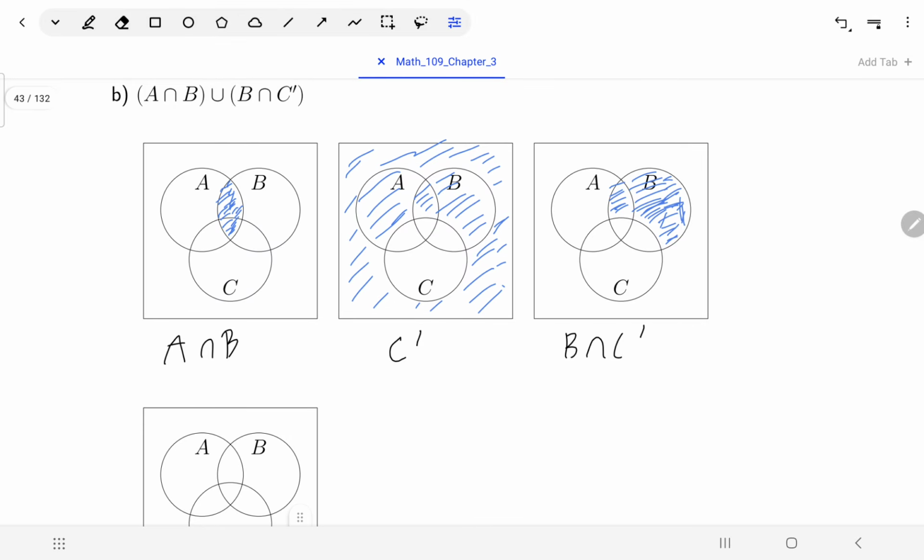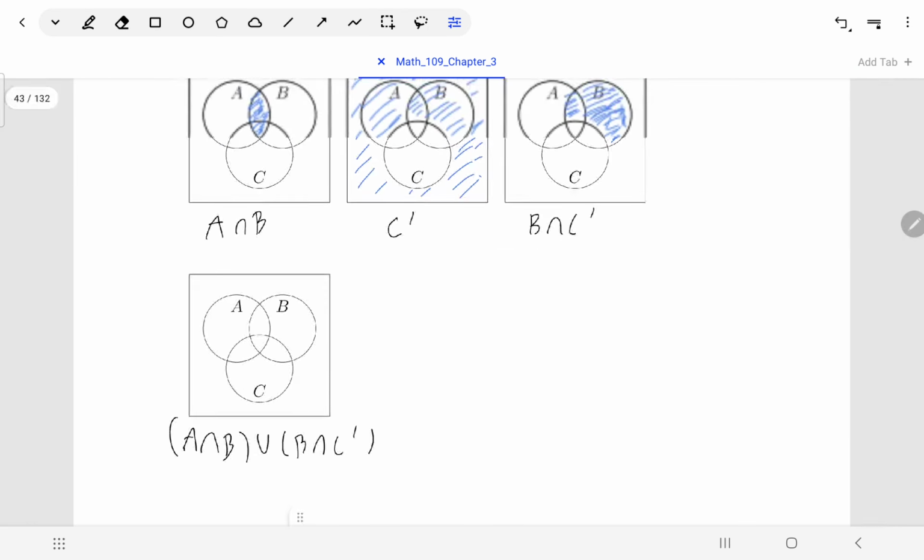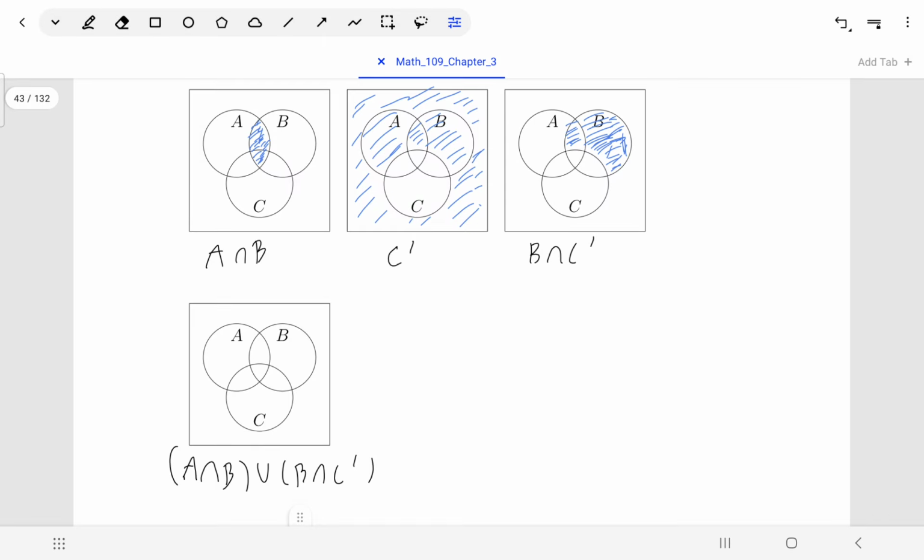Okay, so I've got A intersect B, my first bracket. I've got B intersect C complement, my second bracket, and now I'm combining those last two Venn diagrams together with a union. And for a union, we're shading anybody who was shaded for either of the two pictures, shaded in one or the other or both.